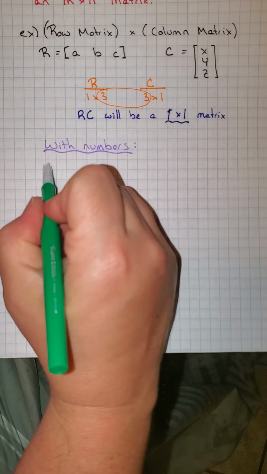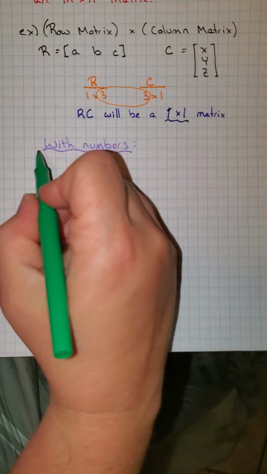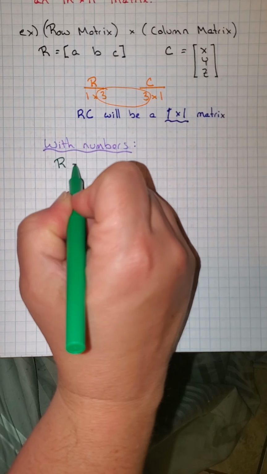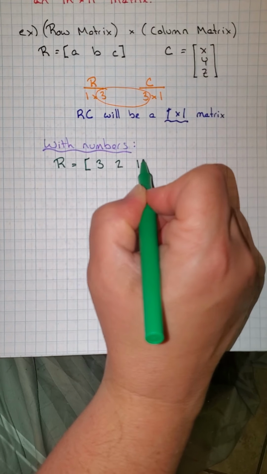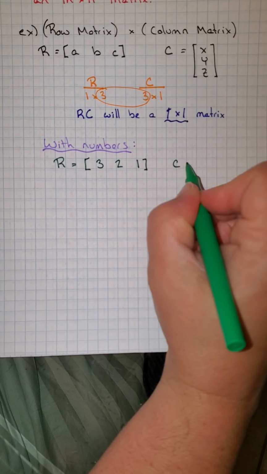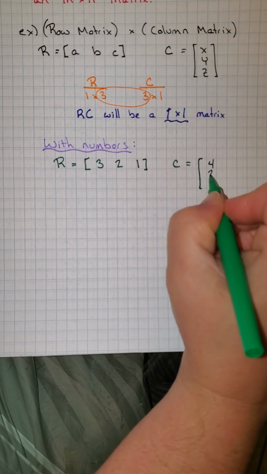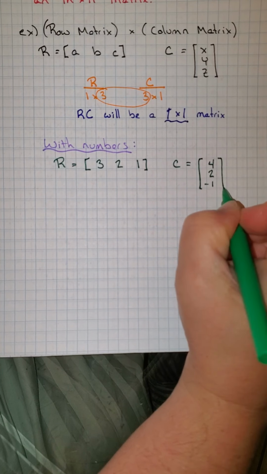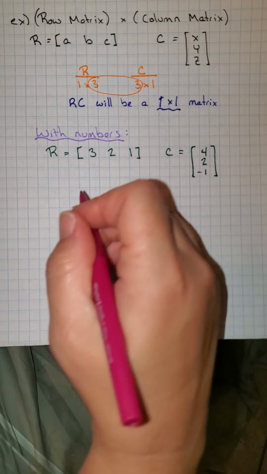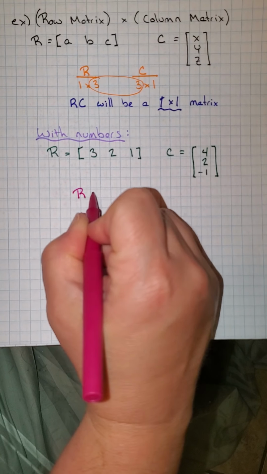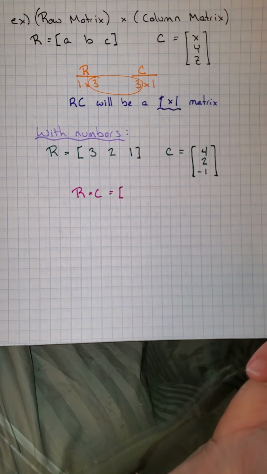All right, we'll say R. Whoa, that's weird. I don't know if I've ever had that happen before. Let's say R is the matrix 3, 2, 1. And C is the matrix 4, 2, negative 1. And we are going to do R times C.